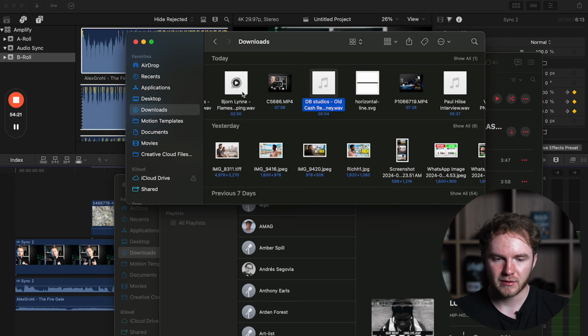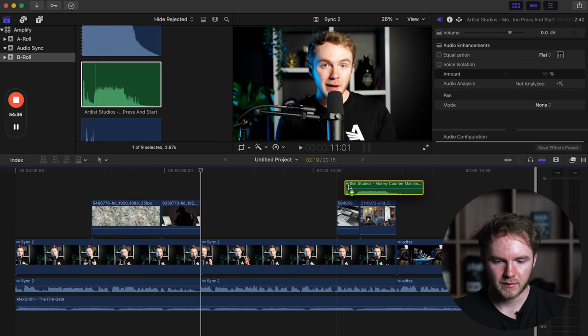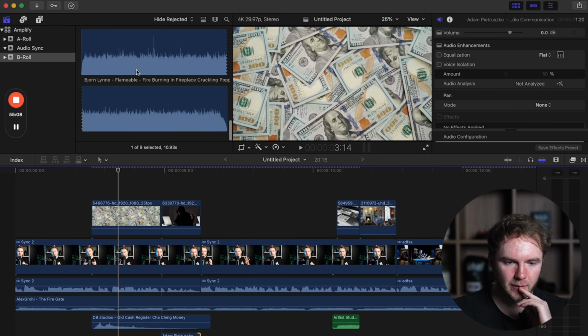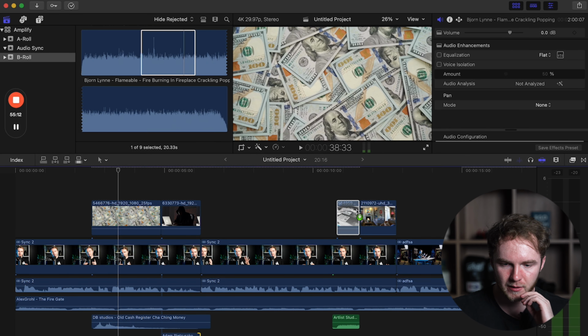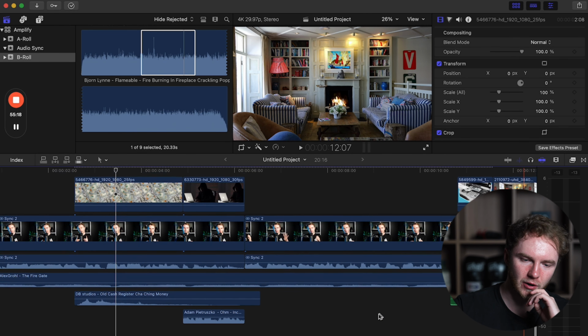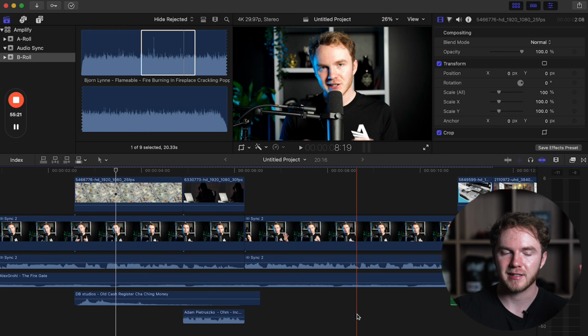So we have old cash register, flame, money. Okay, so this is the one for the cash register. This one goes here, this one goes here. And then we have the fireplace as well, so we can just go ahead and add that in here, cut that right there. Now, these are going to sound really jarring, so if we watch this, it'll not sound good.